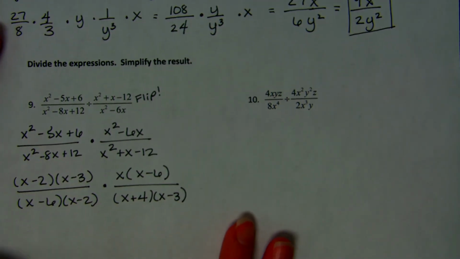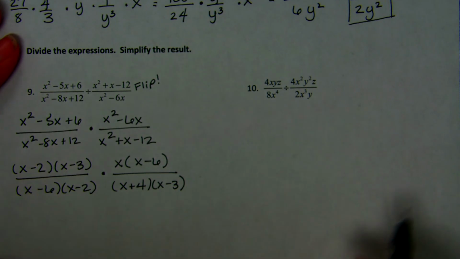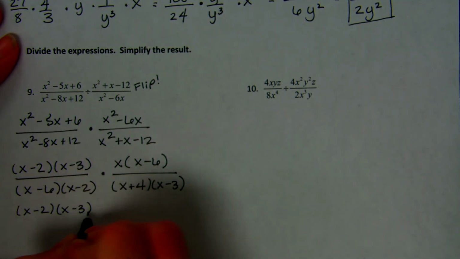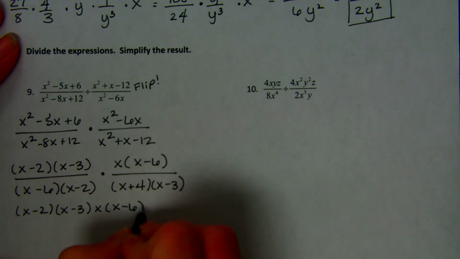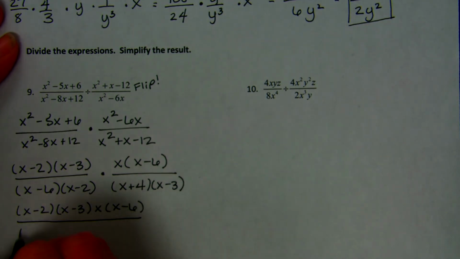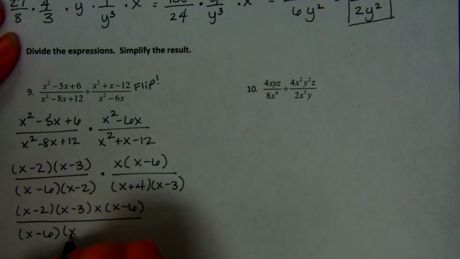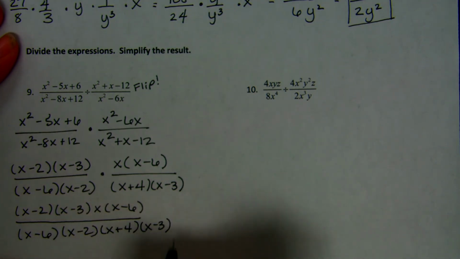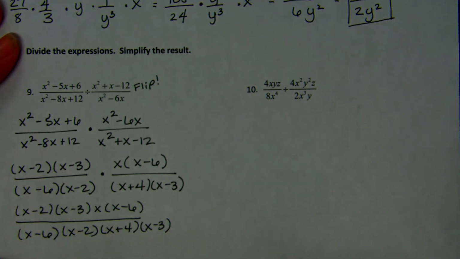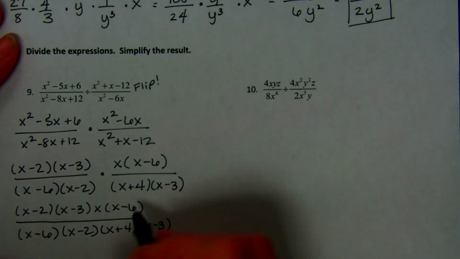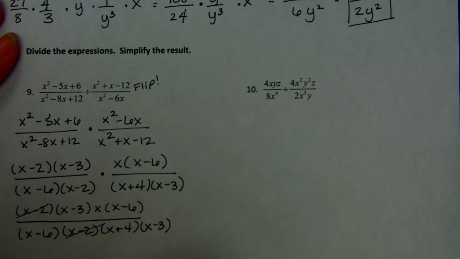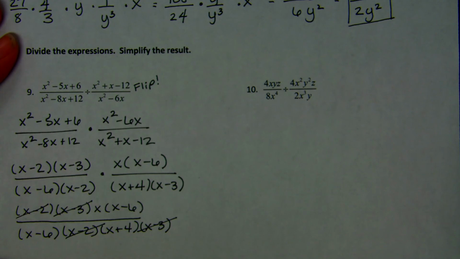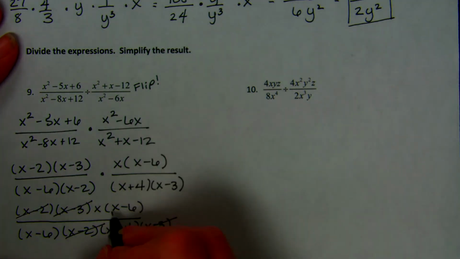And now that everything is factored, we smoosh. So this is (x minus 2)(x minus 3)(x)(x minus 6) over (x minus 6)(x minus 2)(x plus 4)(x minus 3). Once you've done that, we wrote it all as one big old fraction. Now you cancel out common factors. Here x minus 2 is in the top and bottom, I cancel those out. X minus 3 is in the top and bottom, we cancel those out. X minus 6 is in the top and bottom, we cancel this out.